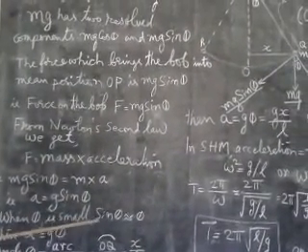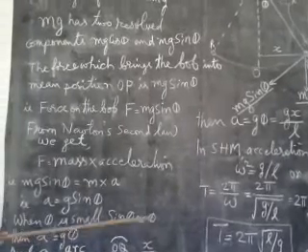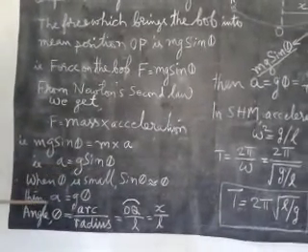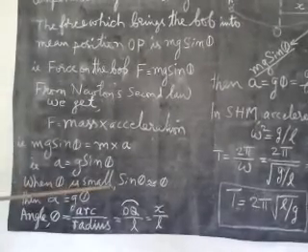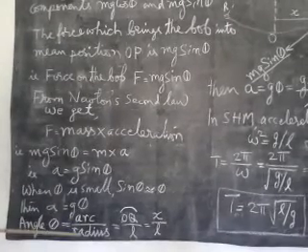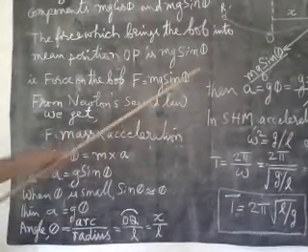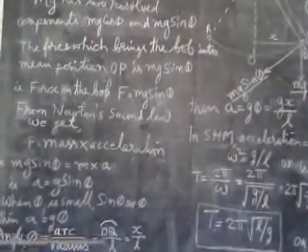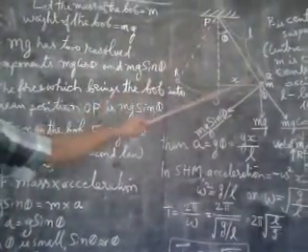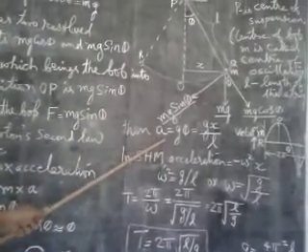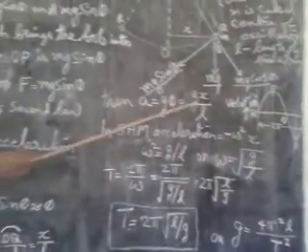When theta is small, sin theta is approximately equal to theta. So the acceleration g sin theta becomes g theta. Then again, angle theta equals arc by radius, which is a mathematical expression. Arc means the length along this path. So the length of OQ, x, by L, the radius, which is the length of the string. So theta equals x by L, and acceleration g theta equals g into x by L.